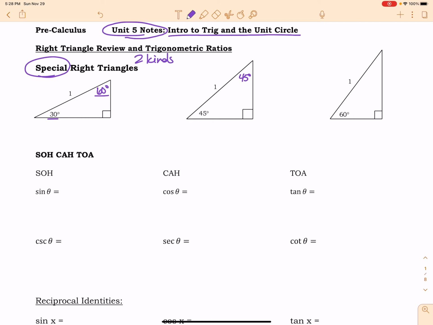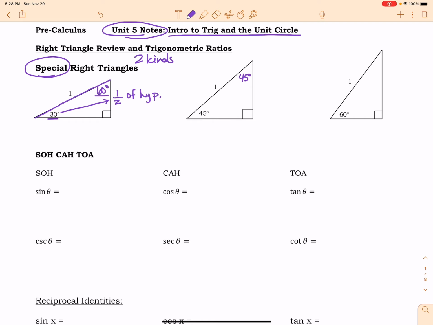For instance, if I'm looking at a 30-60 right triangle, if my hypotenuse measures 1, then the short side, and that is going to be across from the smallest angle. So the smallest angle has the side opposite as the shortest side. That is going to be half of the hypotenuse all the time. So half of the hypotenuse. So if your hypotenuse is 6, your short side's going to be 3. If your hypotenuse is 10, your short side's going to be 5, etc., etc.